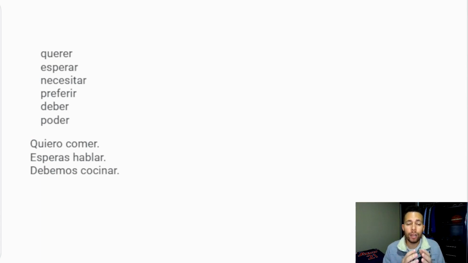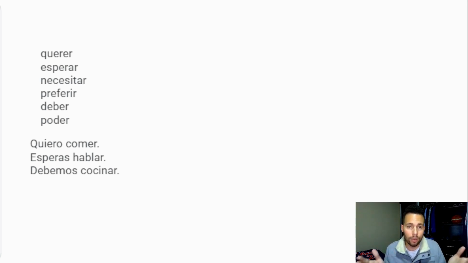What's happening here? Well, we are attaching infinitive verbs. Comer, hablar, cocinar. Obviously, an infinitive verb in Spanish is a verb that ends in AR, ER, or IR in its base form. And so we see comer, that's an infinitive verb, and we're attaching it to quiero. Hablar is an infinitive verb, and we're attaching it to esperas, and cocinar is an infinitive verb, and we're attaching it to debemos. So here we're attaching it to one of these verbs that generally has an infinitive verb attached to it. When we're teaching someone, a new learner of Spanish, we say first verb conjugated, second verb infinitive.